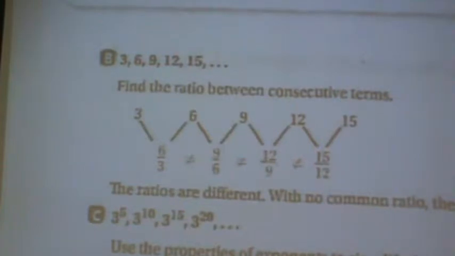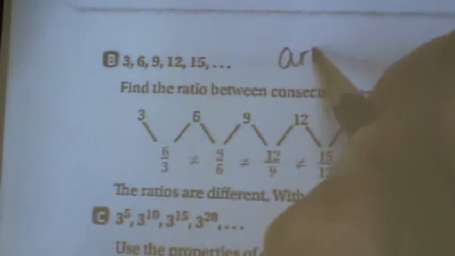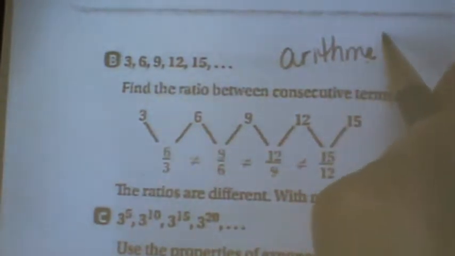So for B, I just want to know, can you tell me if this is even geometric? They went from 3 to 6, 6 to 9, 9 to 12. They added 3. No, it's arithmetic. So this is arithmetic. It's not geometric.